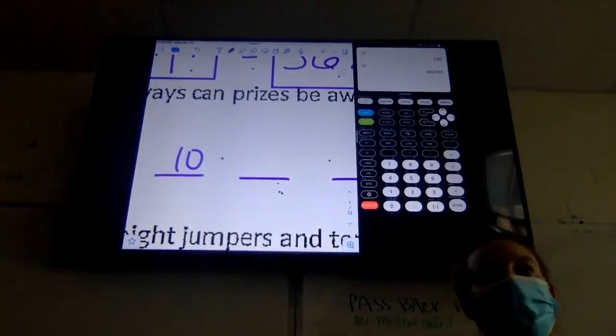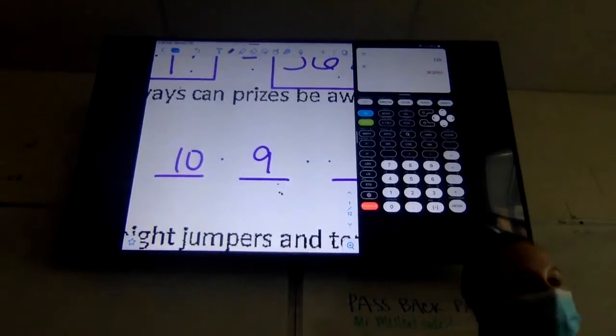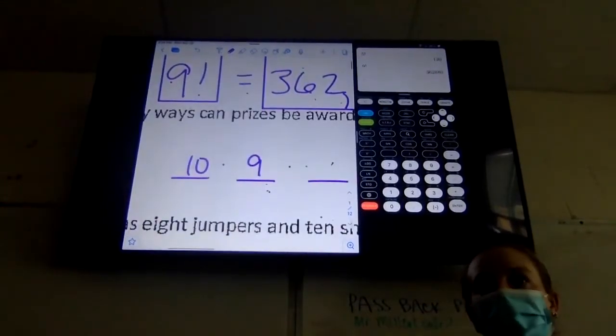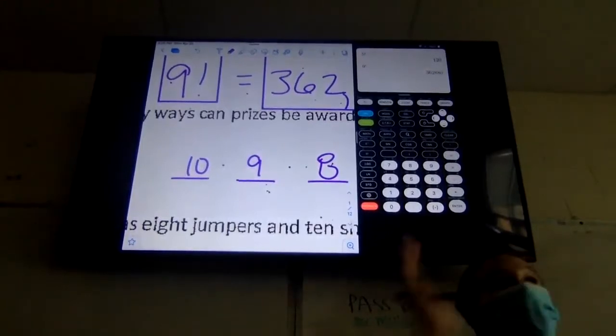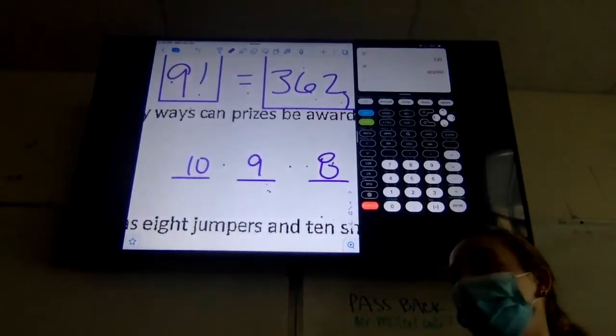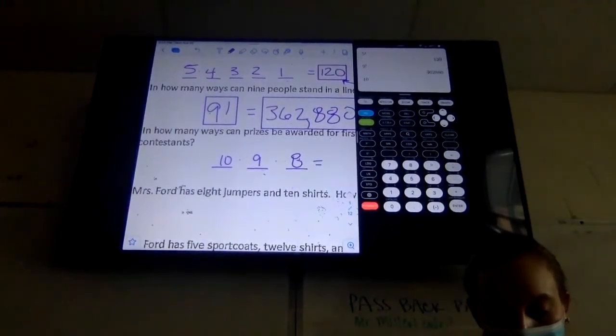Now, once somebody wins first, how many people could win second? 9. Good. And then after someone wins first and second, how many people could win third? 8. Now we stop there because I don't want to know how many ways can everybody get place. I just want to know what are all my options for first, second, and third place. So I'm going to just go put that in the calculator. 10 times 9 times 8.